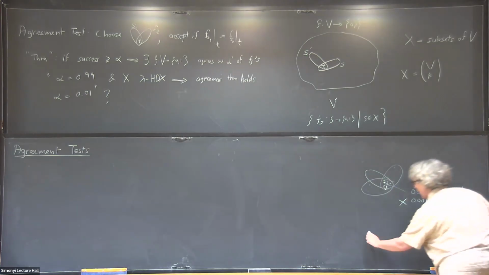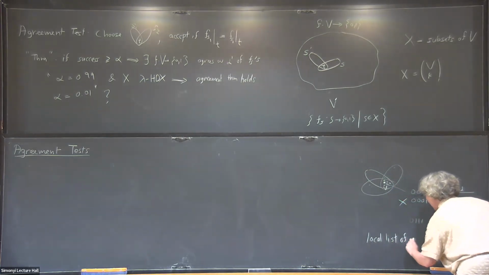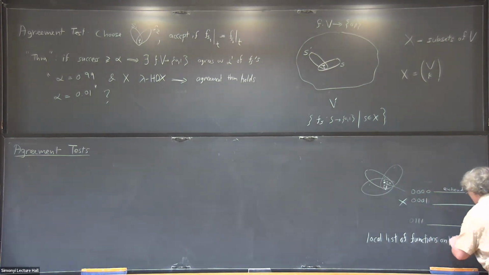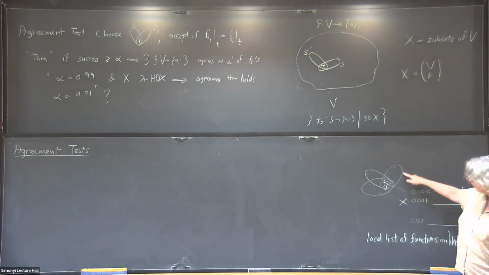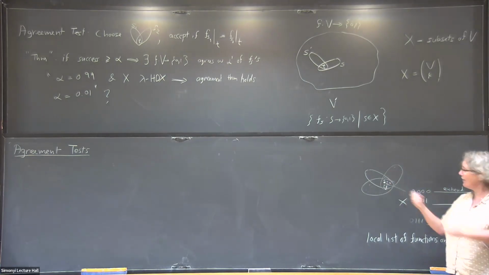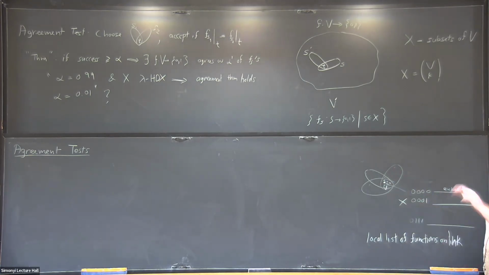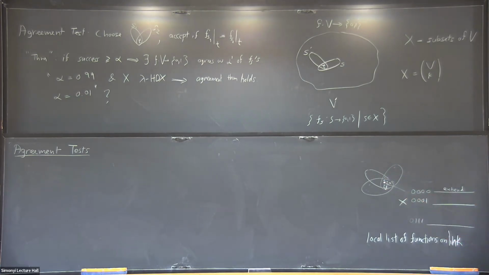So what I got is a local list of functions on the link. I moved from having a function just on a single face to having a function a bit broader, but still local. And I do it for every T-face separately. For every T-face separately, I get a list.